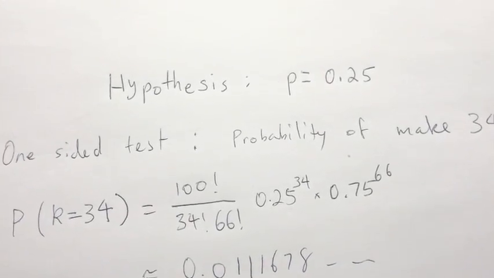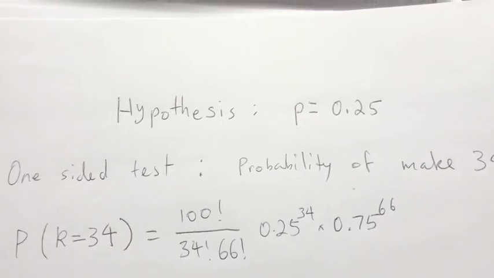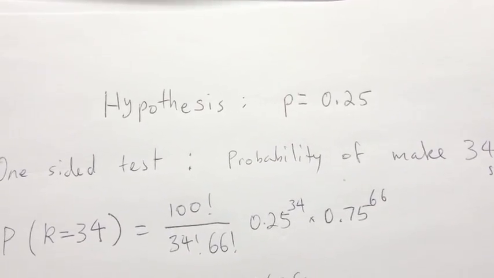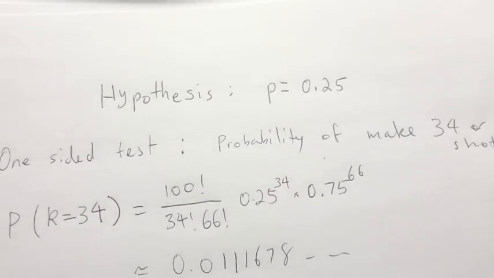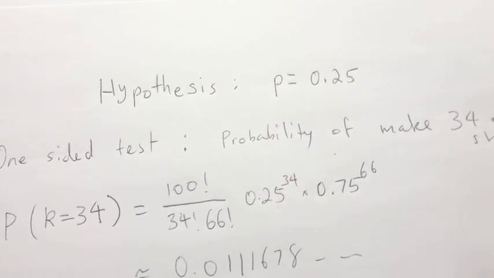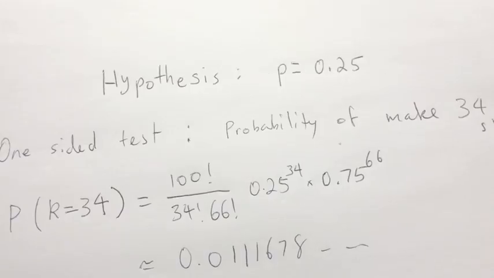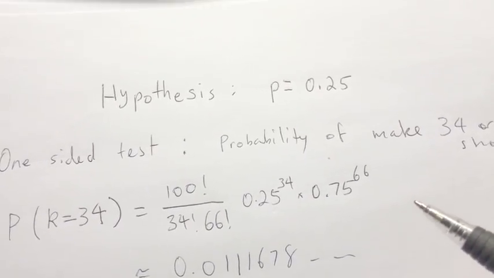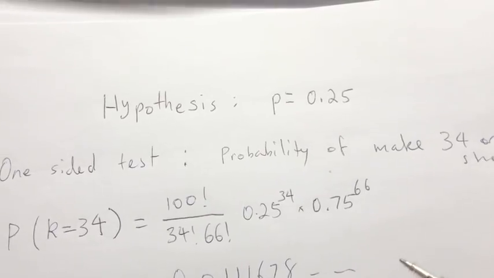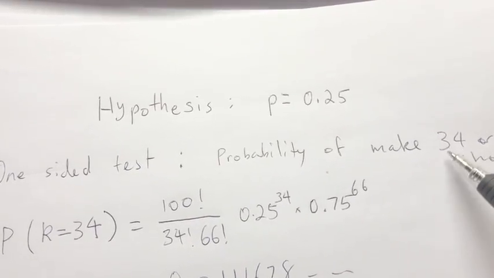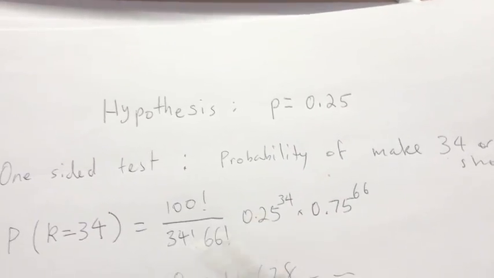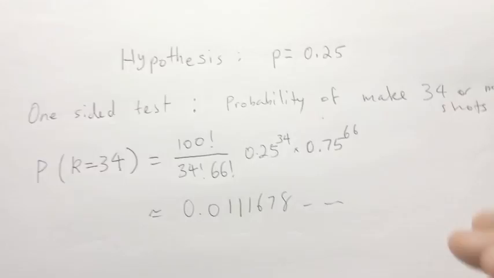Okay, so if we just simply multiply that by 66, which is all the possibilities for more than 34 shots, it's going to be a big number, and that's going to be too big. But what we can do is keep moving to the right, looking at the probability of making 35 shots, 36 shots, 37, until we get one that's small enough that we can just stop caring about the ones down the end.